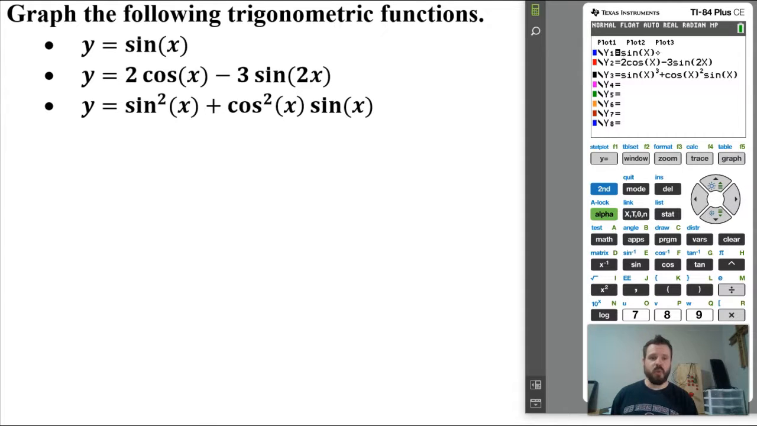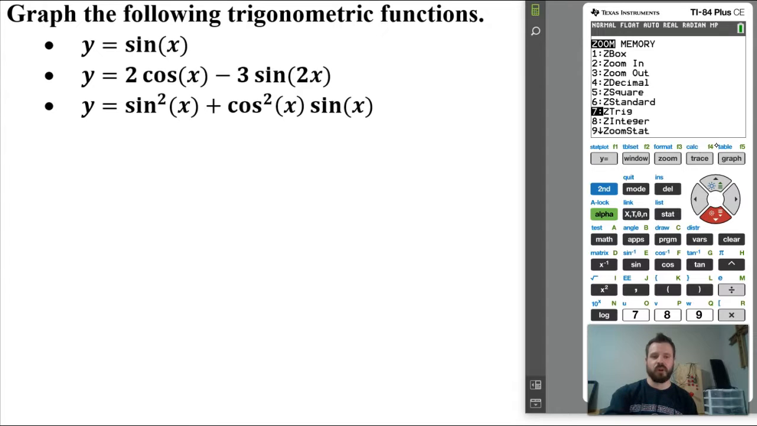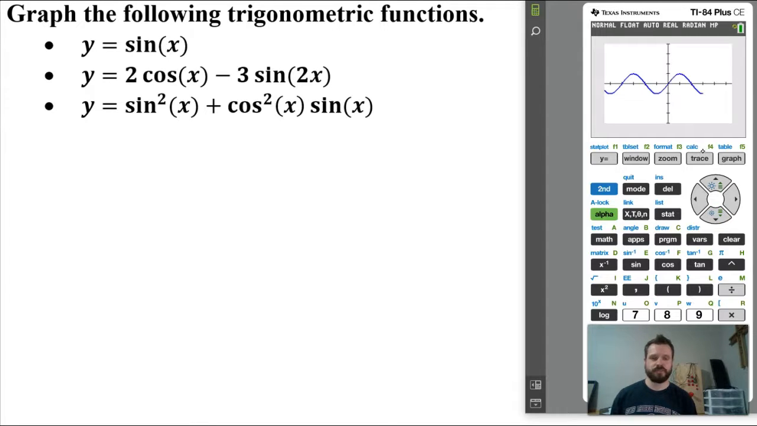I'm going to graph these one at a time, so just my sine function highlighted. One trick to start things off is I'm going to go down to zoom and highlight zoom 7, which is zoom trig. That's going to give me a nice scale to work with for my trig functions. What I have first is just my sine function. It looks like it's counting by pi over 2's. So again, zoom trig just gives me a nice scale to work with. There's the graph of sine. We could graph that by hand.